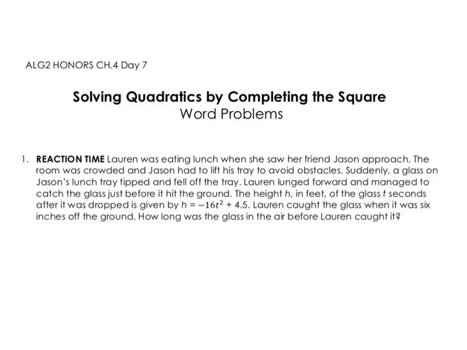Suddenly, a glass on Jason's lunch tray tipped and fell off the tray. Lauren lunged forward and managed to catch the glass just before it hit the ground. The height, h, in feet of the glass t seconds after it was dropped is given by the equation h equals negative 16t squared plus 4.5. Lauren caught the glass when it was 6 inches off the ground. How long was the glass in the air before Lauren caught it?